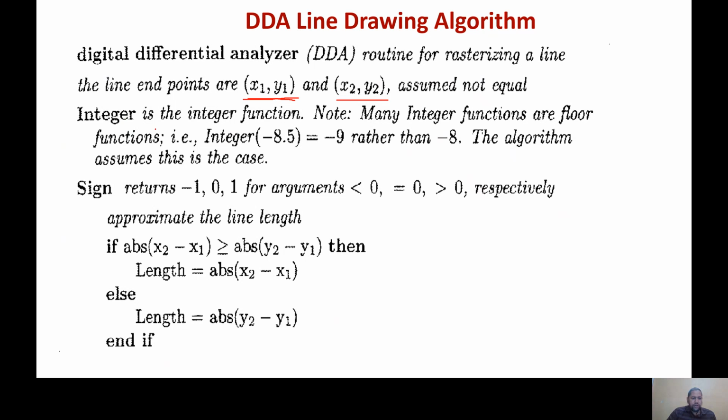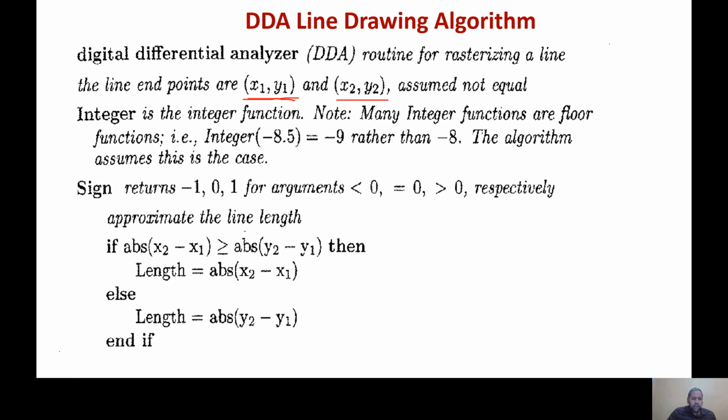Now this integer function and the sign function generally is not required in our program, because we are working in the positive quadrant. When we start drawing the line in the negative values, then definitely this is required. But for a simple program, it is not required.